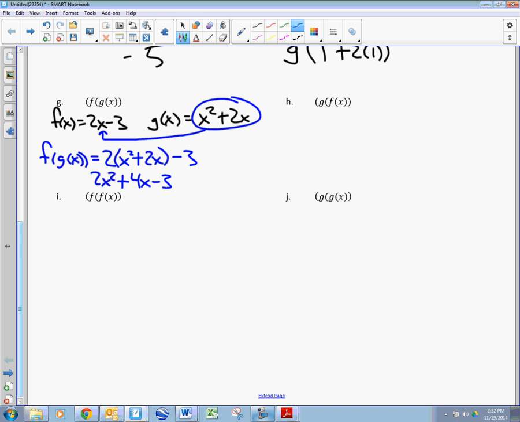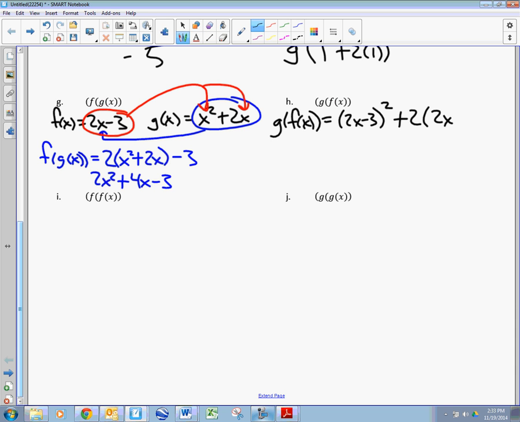So H is the opposite. I guess we switch the order. We switch the order for H. What we will do now is take this F, and where do we plug it in? For both of them, don't we? Wherever there's an x, you have to place that function. So we get G of F of X equal to 2x minus 3, that quantity squared, plus 2 times 2x minus 3.